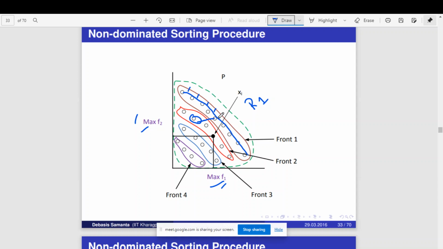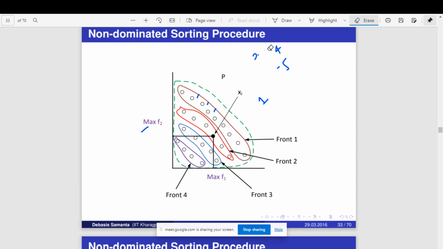That means the solutions lying here. How many solutions are here? This line also you have to consider. 1, 2, 3, 4. So that is the value of Pi. So rank will be 5. Like that we can identify the rank. This is in case of max, both maximizing. If it is one max, one min, then appropriately you have to change and check.